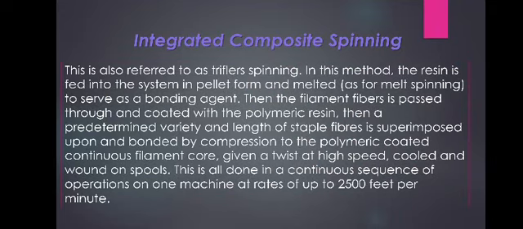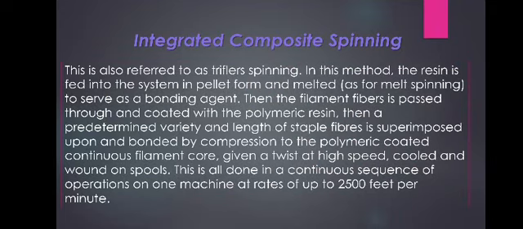Then the filament fibers are passed through and coated with the polymeric resin. The slivers are slightly pulled out to form a thin fiber, and this fiber is passed through this polymer resin solution. By passing through the polymer resin solution, a thin coat of polymer resin is formed on the outer surface of the fiber, by which these fibers are combined together to form a single thread. This is the integrated composite spinning process.